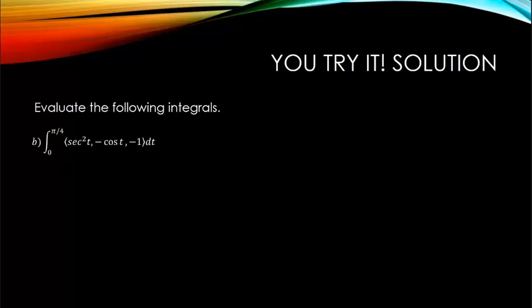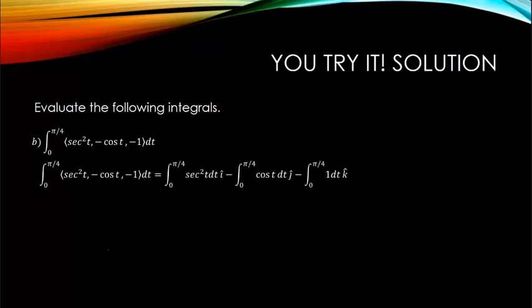The second integral is a definite integral. I want to find the integral from 0 to pi fourths of the vector with components secant squared t, negative cosine t, and negative 1 dt. Again, I take the integral term by term, and I get the integral from 0 to pi over 4 of secant squared t dt in the i hat direction, minus the integral from 0 to pi fourths of cosine t dt in the j hat direction, minus the integral from 0 to pi over 4 of 1 dt in the k hat direction. This gives me tangent t i hat minus sine t j hat minus t k hat evaluated from 0 to pi over 4.